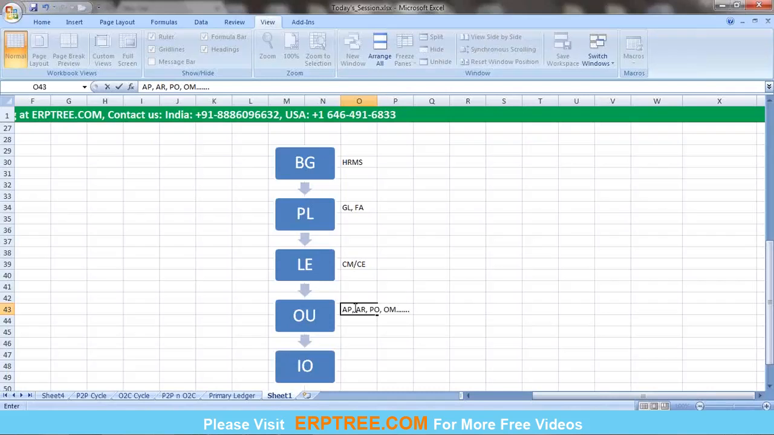Say you have an operating unit in Hyderabad. In Hyderabad, you'll definitely have a payables department. You may have a receivables department, a purchasing department, an order management department, a sales department. So whatever departments you have in the Hyderabad operating unit, for each department you'll have a specific application. That means in a particular operating unit, you are going to perform all these key business transactions, which may fall into different cycles. It could be P2P or O2C. So all these applications, AP, AR, PO, OM, will be maintained at OU level.